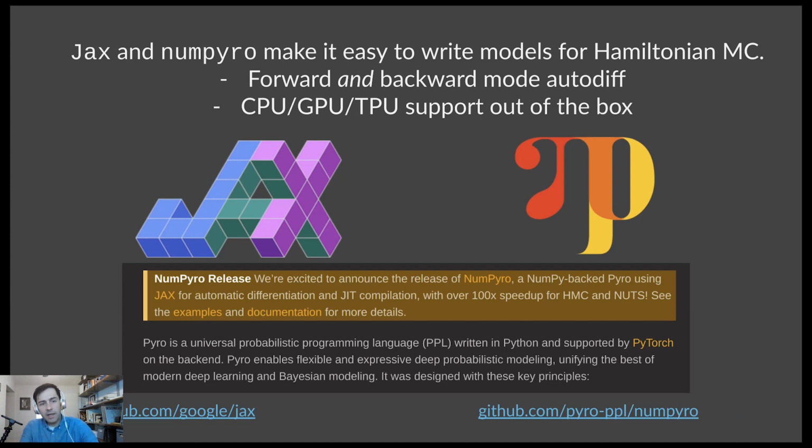So enter JAX and NumPyro. These are both relatively new frameworks, maybe in beta, so still very new. And they're great. JAX offers both forward and backward mode autodiff, and also CPU, GPU, and TPU support out of the box by using XLA. So this is just awesome. I've been really excited about JAX. And NumPyro gives you basically a 100x speed up for Hamiltonian Monte Carlo compared to Pyro, which is the PyTorch version. So this is just awesome, and I'm really excited about these.